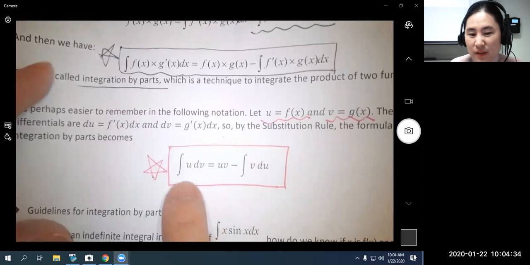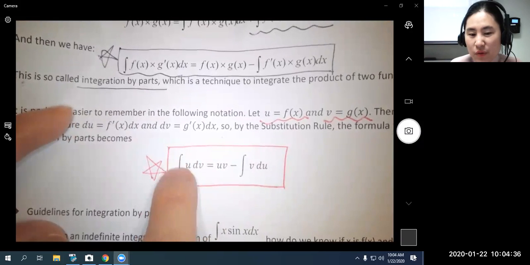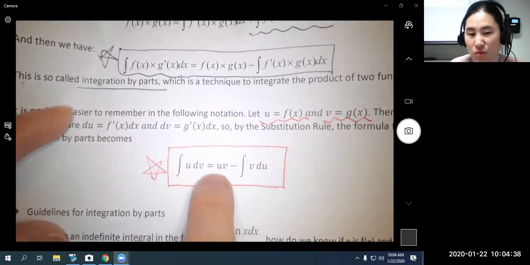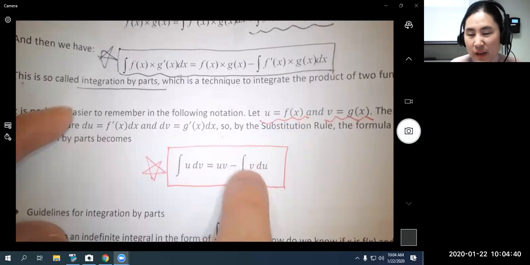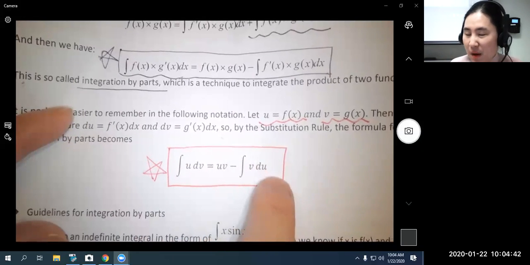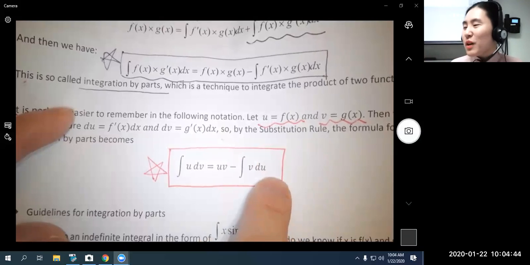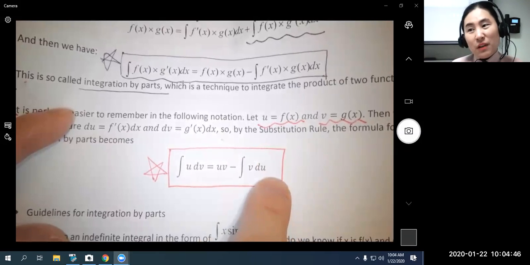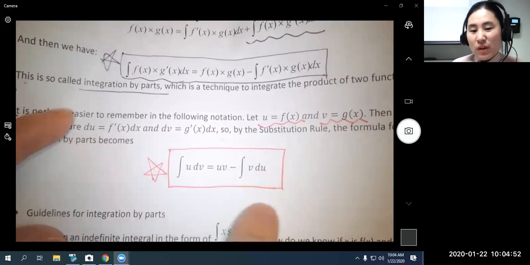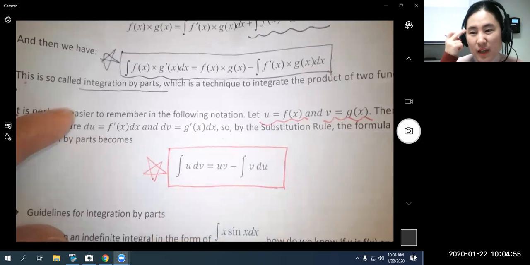So that gave us this conclusion: the integral of u times dv equals uv minus the integral of v times du. You'd better remember this formula. Of course, you can write it down on your formula sheet, but if you just write it on your formula sheet without enough practice, that's not enough. So I want you guys to really remember this in your mind.